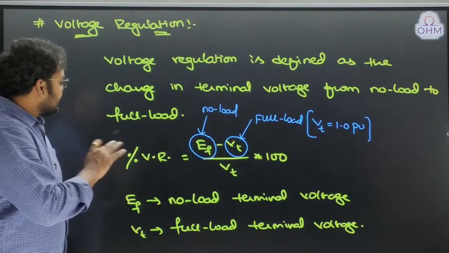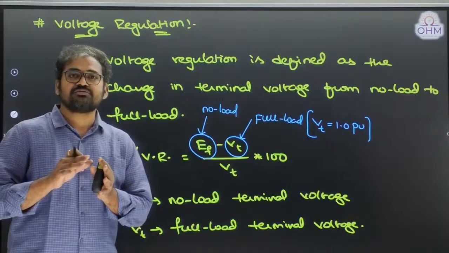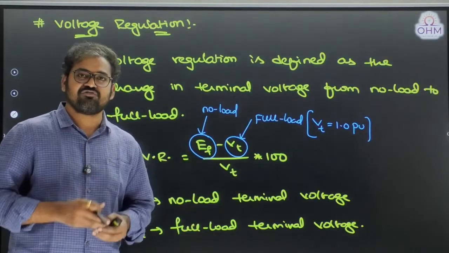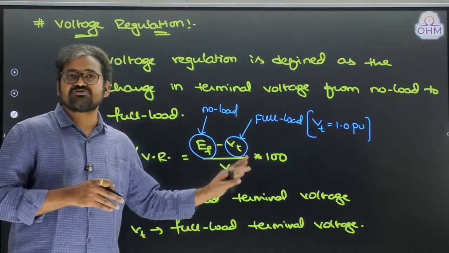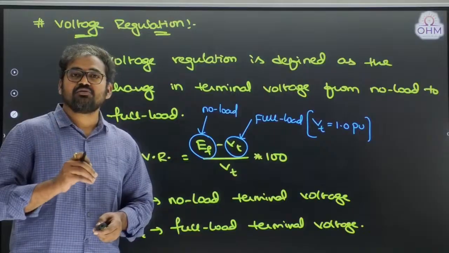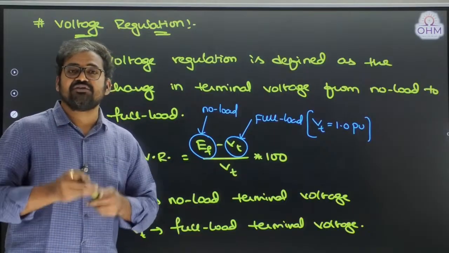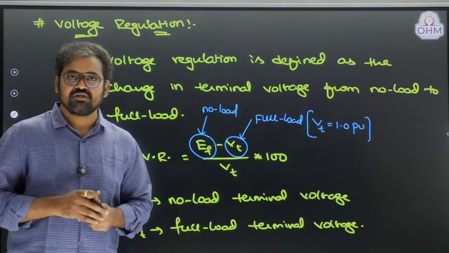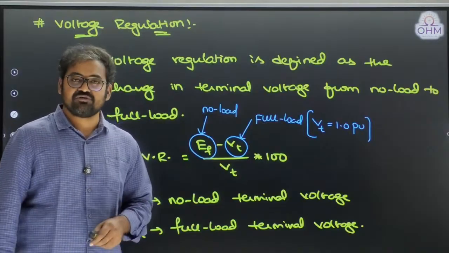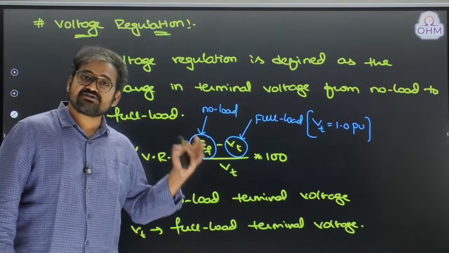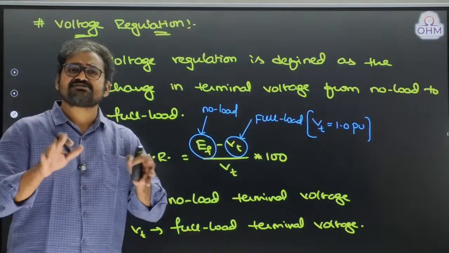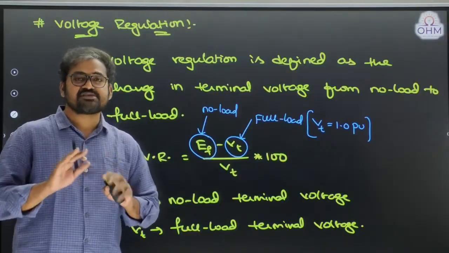Now generally, in order to conclude whether a machine is performing better or poorly, you can answer that question just by calculating voltage regulation. You can conclude a machine is performing better if voltage regulation is very low. If voltage regulation is high, you can conclude it is poor performance, because voltage regulation represents the change in voltage from no load to full load. Generally plus or minus 5% regulation is acceptable.